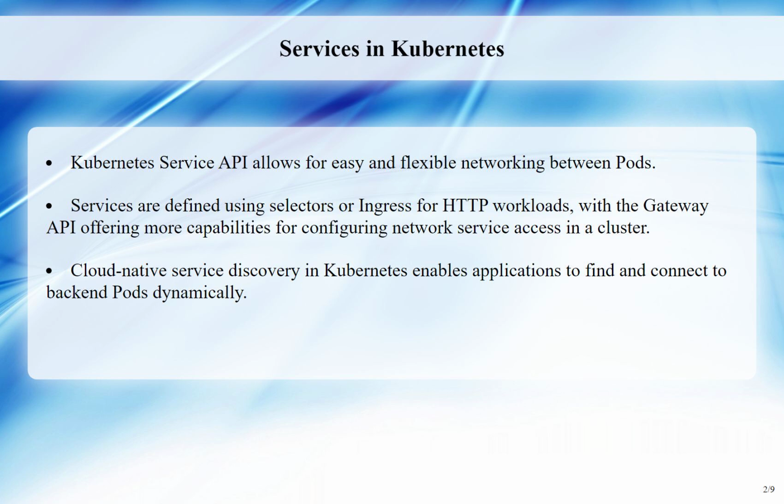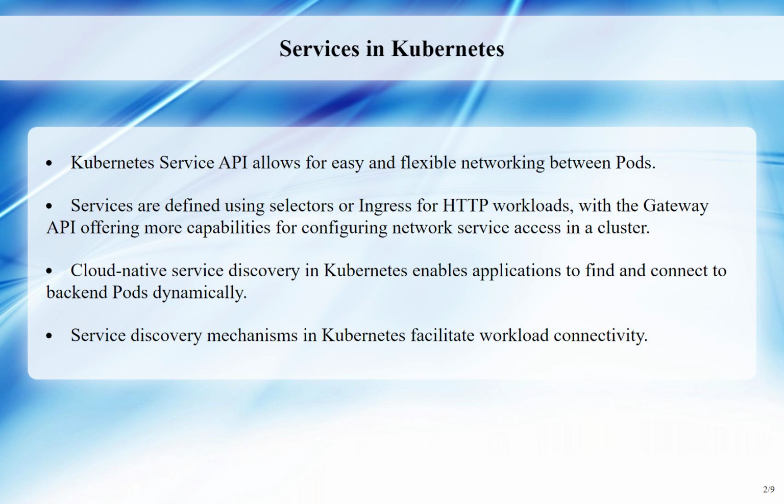Cloud-native service discovery in Kubernetes allows applications to query the API server for matching endpoint slices, which are updated whenever the set of pods in a service changes. For non-native applications, Kubernetes provides methods to connect to back-end pods using network ports or load balancers. Overall, service discovery mechanisms in Kubernetes help workloads find and connect to their desired targets.